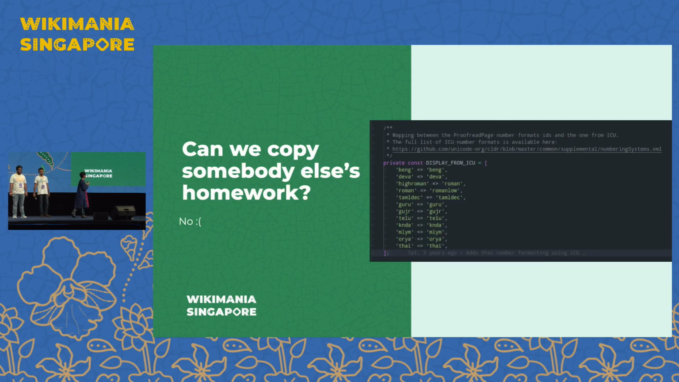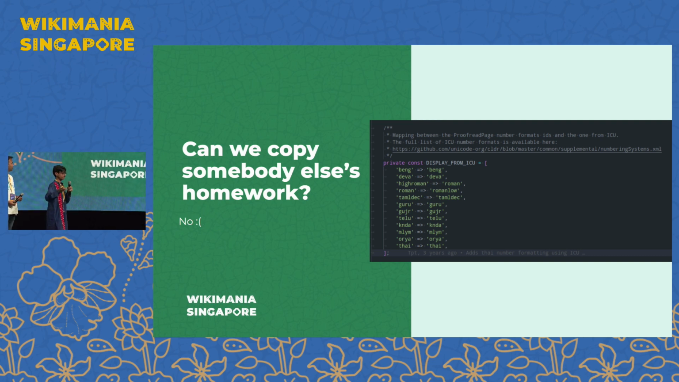Next slide. We already have a method of getting the numbers from other writing systems. So we have Bengali, Devanagari, Roman, Tamil, etc. And these all take from the ICU database, the International Components for Unicode database. But as it turns out, ICU does not have the Bengali currency numbers. So we can't actually copy their homework and add it to our tool.